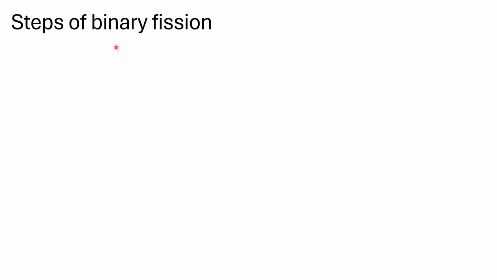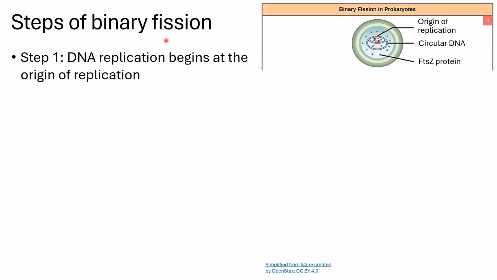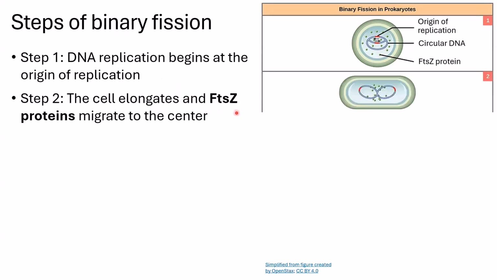Binary fission can be divided into 5 steps. In step 1, DNA replication begins at the origin of replication. There are some green dots labeled as FtsZ proteins floating around. These become important in step 2, in which the cell begins to elongate, and these proteins begin migrating to the center. FtsZ proteins are similar to tubulin in eukaryotes, which we will see is important for cell division. Ultimately, the FtsZ proteins help with physically dividing the cell.